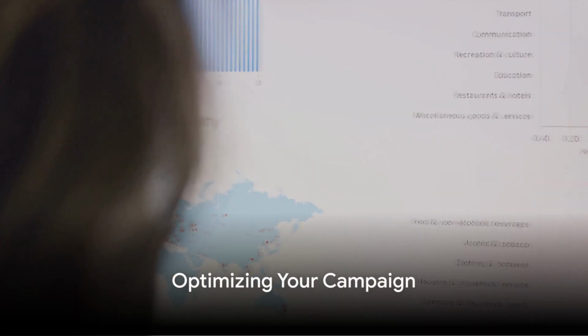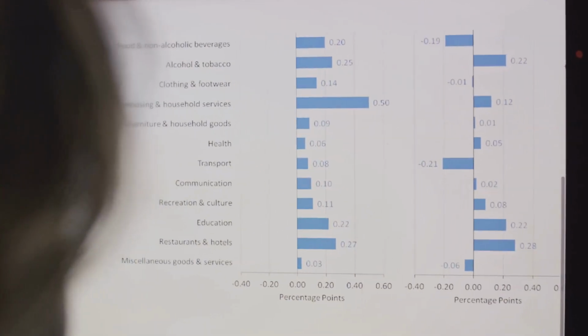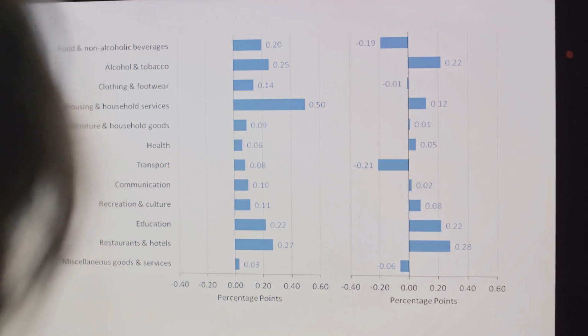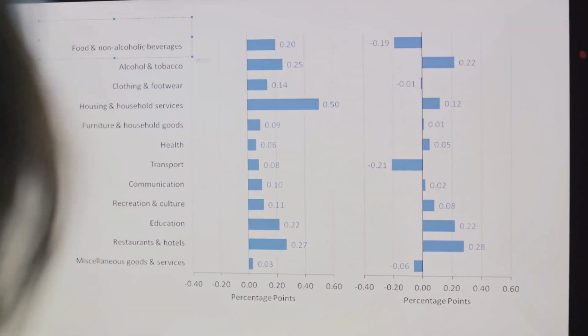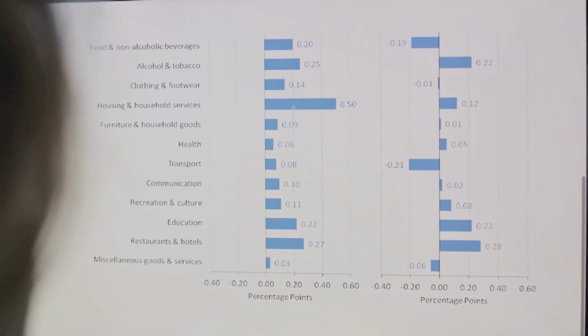Now, optimizing your campaign is where the fun begins. Google Ads provides a wealth of data that you can use to improve your campaign. Monitor your campaign regularly, analyze the data, and make adjustments as necessary.